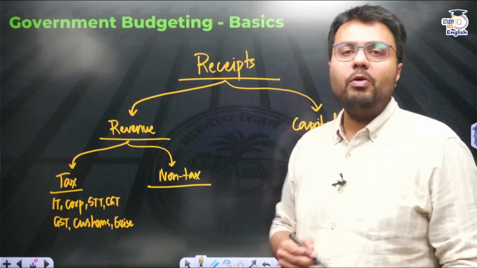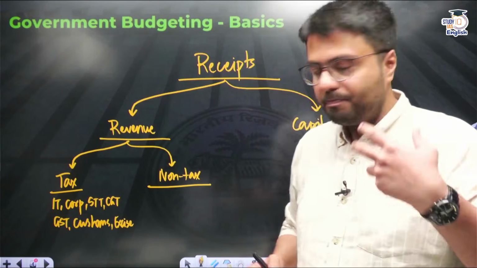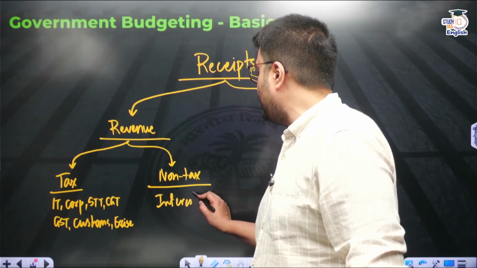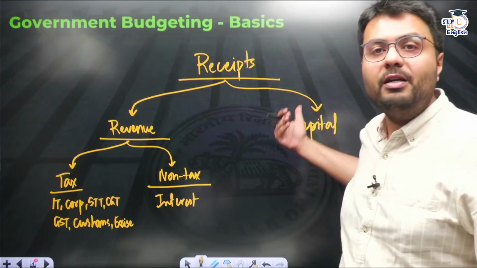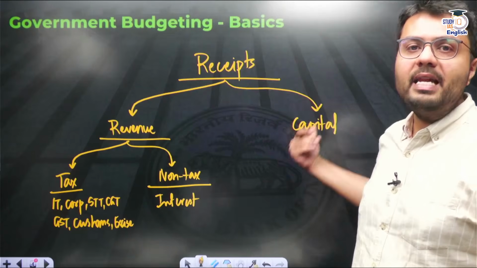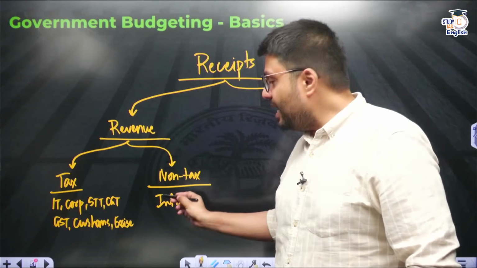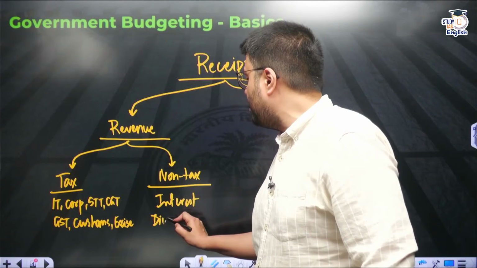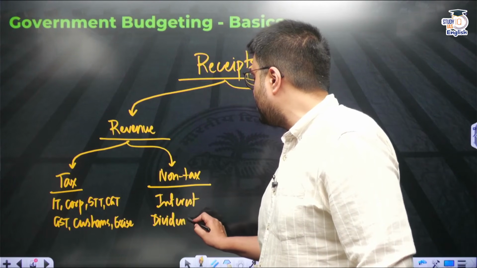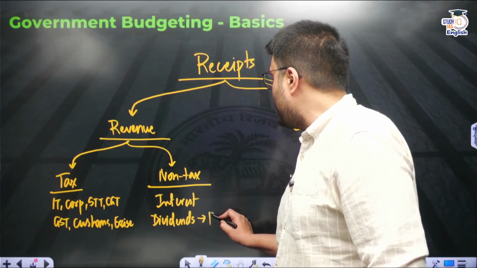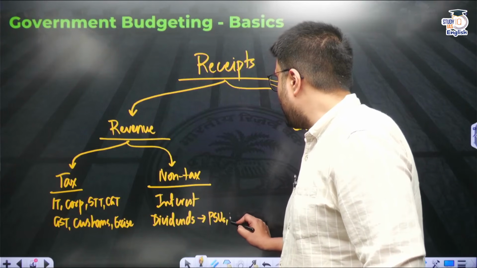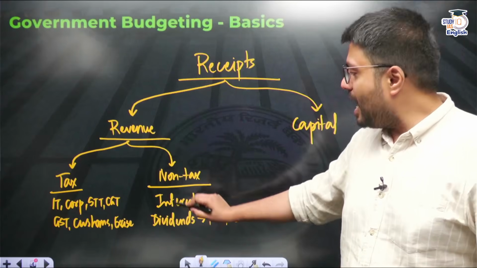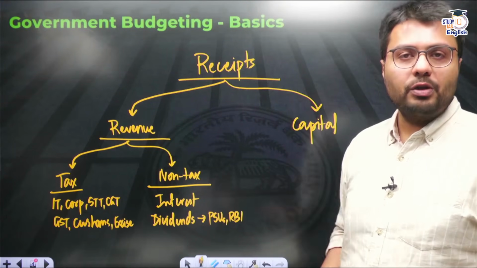Now let us talk about the non-tax revenues of the government. The highest non-tax revenue of the government is the interest it earns on the loans that it has extended to the state governments or to any other country. Similarly, in addition to interest income, other non-tax revenue includes the dividends which it receives from government-owned PSUs or from other government-owned entities like the RBI. So these are the major non-tax revenue sources of the government.